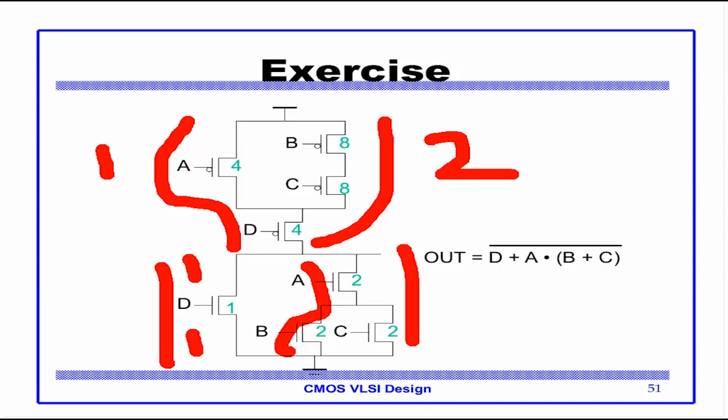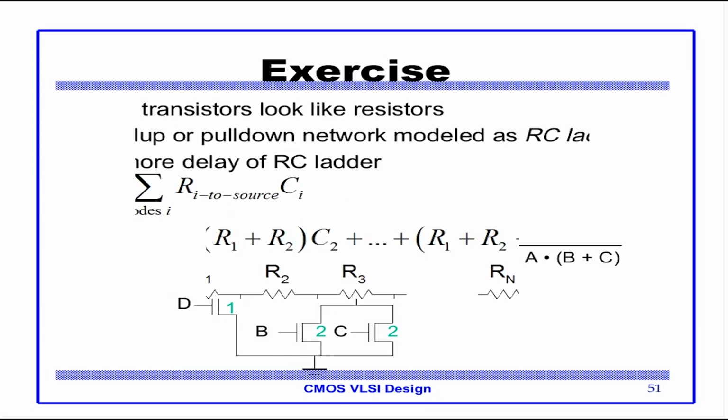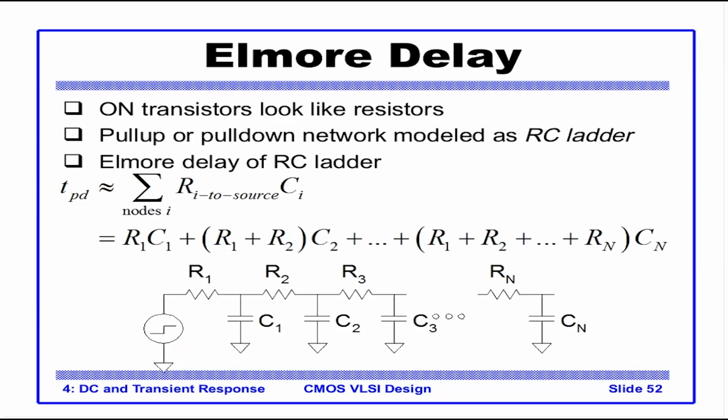I request all of you to do this exercise on paper yourself, or you can draw any complex circuit and try and do the sizing. The purpose of this sizing is to make sure that the resistance of the pull down and the pull up network is the same, and it is equivalent to a unit inverter. Right, now we define a term called Elmore delay.